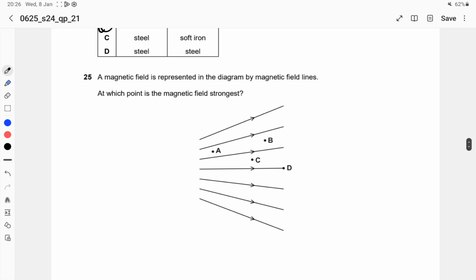25th. A magnetic field is represented in the diagram. Perfect. You can see the magnetic field lines. At what point is the field strongest? The field is going to be strongest where the separation is the least, or where the distance between the field lines is the least. And you can see with your naked eyes that the answer is going to be A.